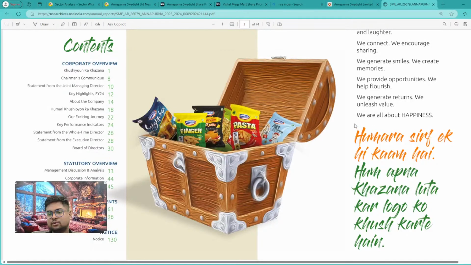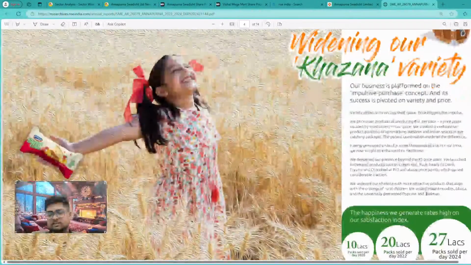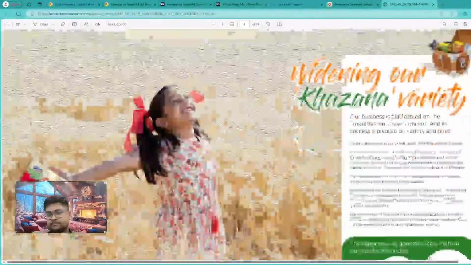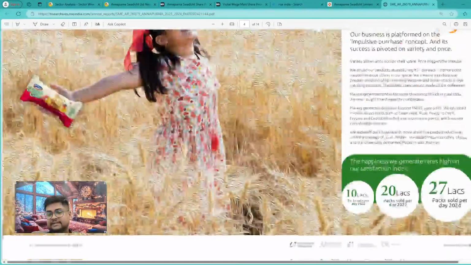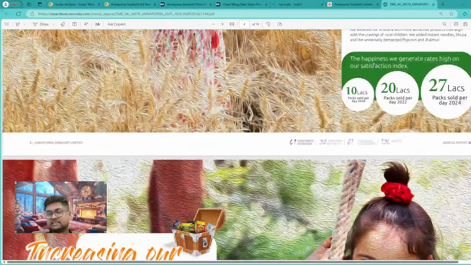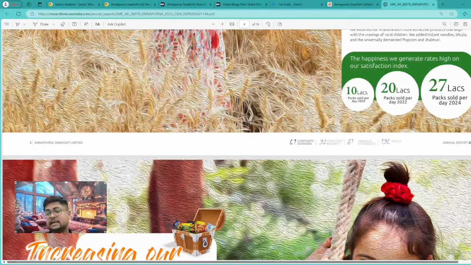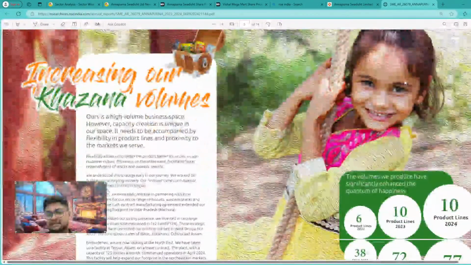It has a quote also: हमारा सिर्फ एक ही काम है, हम अपना खजाना लुटा कर लोगों को खुश करते हैं. So it's written in the annual report, wondering our Khazana varieties. So just look at the varieties it is providing, right? 10 lakh packs were sold per day in 2020, and currently Annapurna is selling 27 lakh packs in 2024. So these are the levels of packets they are selling.